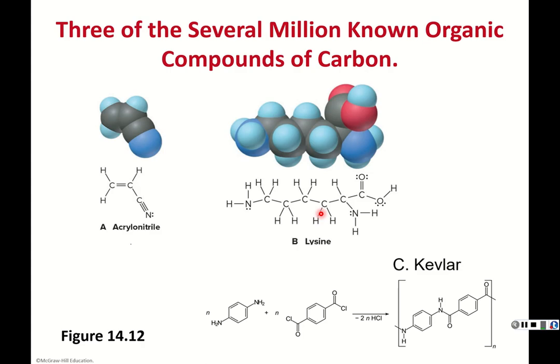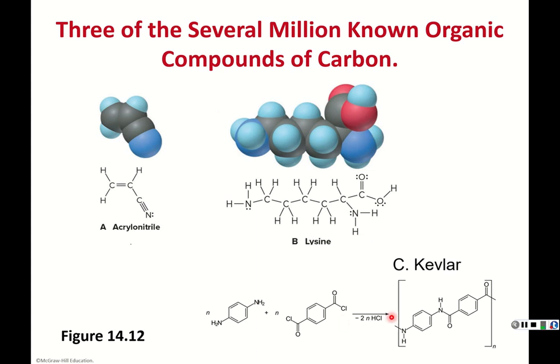Here are three, this slide title, 3 of several million known organic compounds of carbon. And you'll see their carbon can form double bonds and triple bonds, whereas other things really can't, with the exception of oxygen and nitrogen. Other elements in that row, the larger ones, can't do this type of bonding. That's acetonitrile, a solvent that's widely used in the lab. Lysine, that's an amino acid used in protein synthesis in cells.